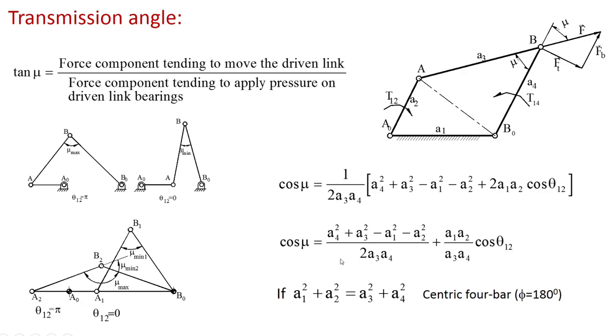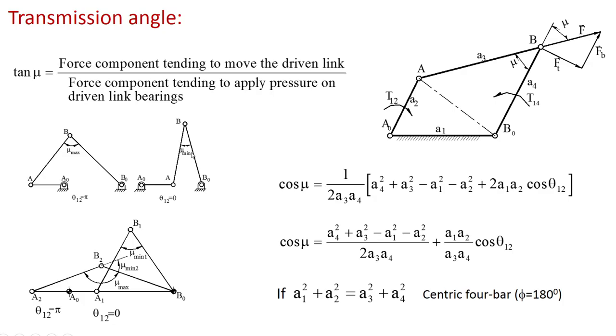This is cosine mu, a constant term, length, and a function of cosine of theta 1,2, so A1A2 over A3A4. If A1 squared plus A2 squared is equal to A3 squared plus A4 squared, that is known as a centric four-bar, and that is phi equal to 180 degrees. You can take the derivative of this equation and equate it to zero. It turns out that mu is a maximum or a minimum when theta 1,2 is zero or pi. These are the two critical angles, mu max and mu min.